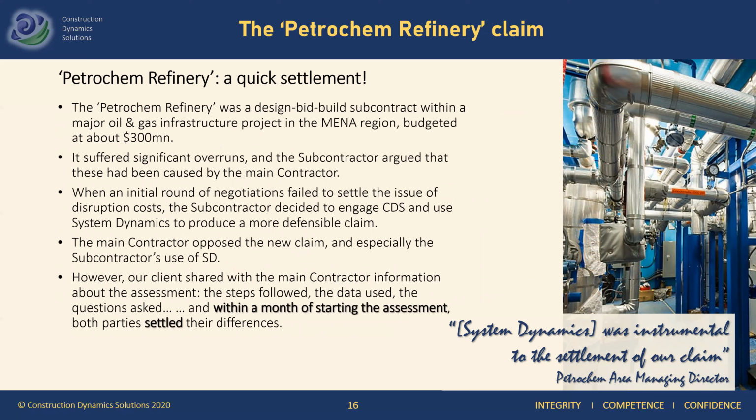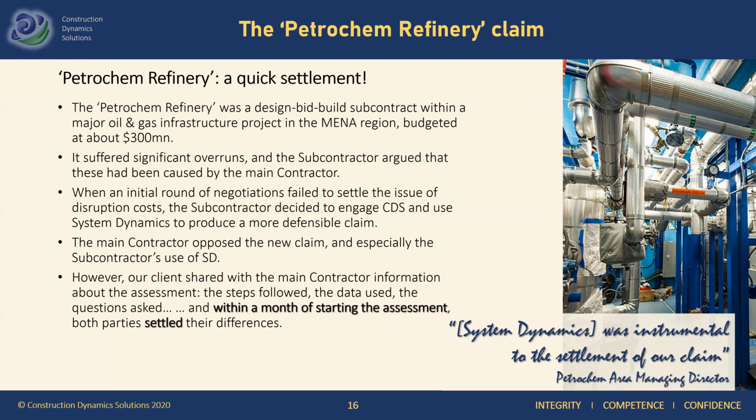A second example was the Petrochem refinery claim. Here, we're talking about a design-bid-build subcontract within a major oil and gas infrastructure project, also in the MENA region, budgeted at about $300 million. By the way, this was a contract that involved some Korean companies, but we will not say in which role. This project suffered significant overruns, and our client, the subcontractor, argued that these had been the responsibility of the main contractor.